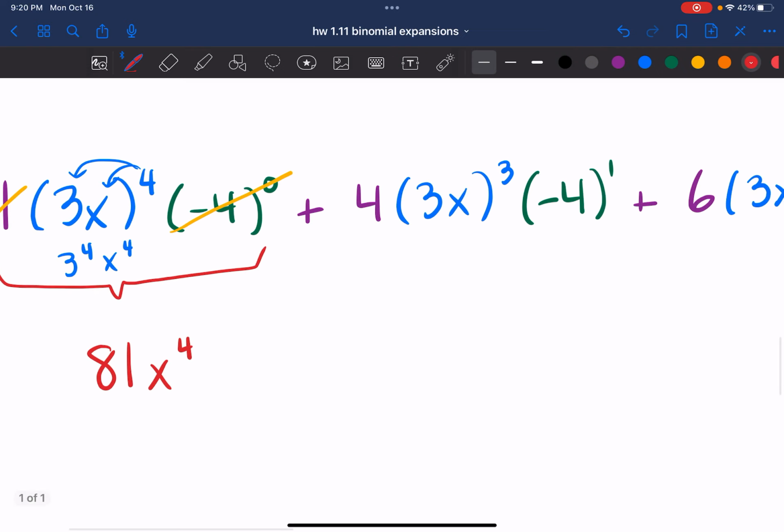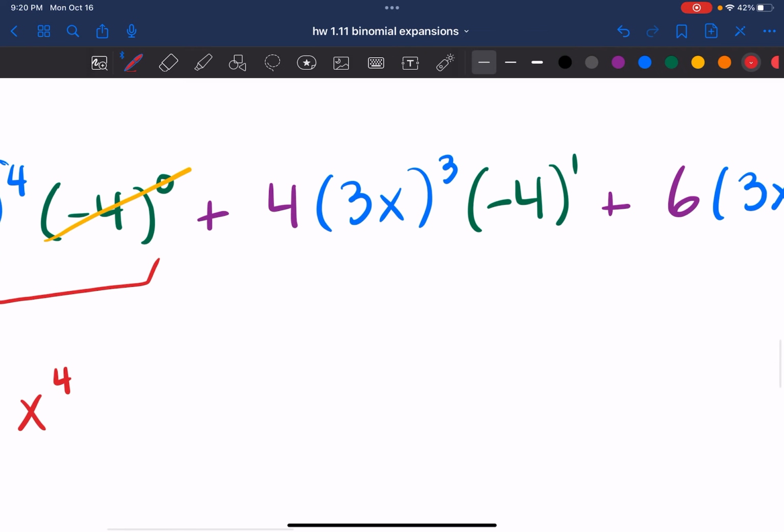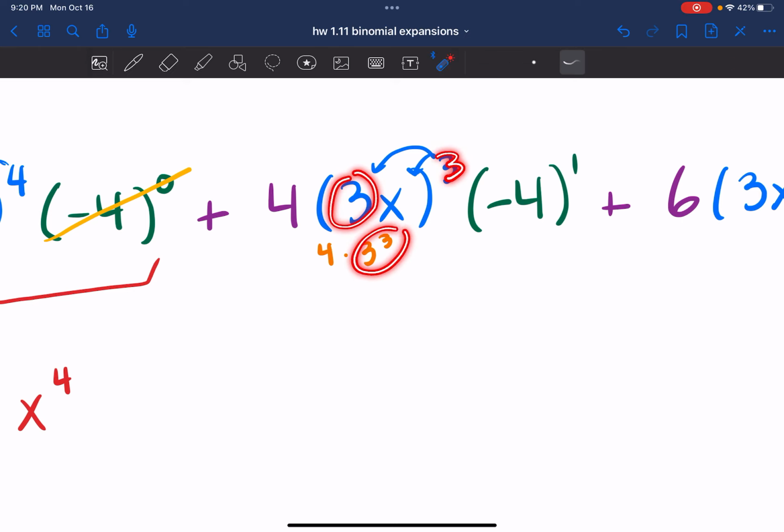Okay, now let's do the second term. This one's going to be a much bigger number because I have more things at play here. So this 3 needs to go to both things inside the parentheses. So when it comes to numbers, I have 4. So I have this 4 right here, times 3 to the 3rd power. So 3 to the 3rd power, that's where that's coming from. And then times -4.